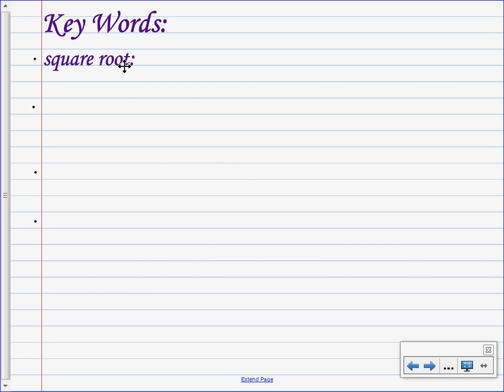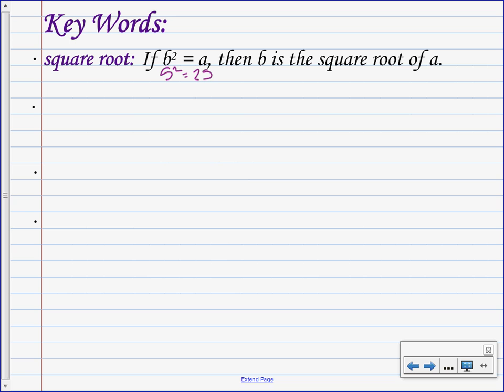It's not half of the number. Okay, yeah, that's closer. So if b squared equals a, then b is the square root of a. Not half. It has to be b squared. So it's the same number times the same number. That's not half. It's only half on 4. So if I had 5 squared equals 25, then 5 is the square root of 25, right? Okay?